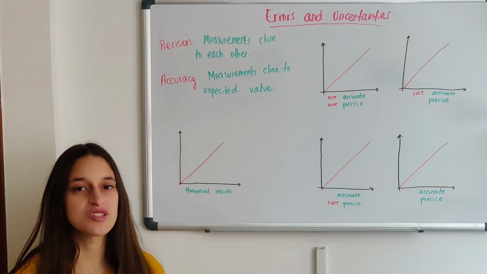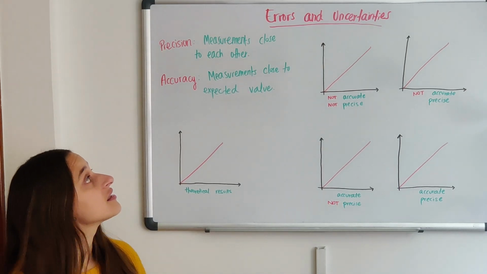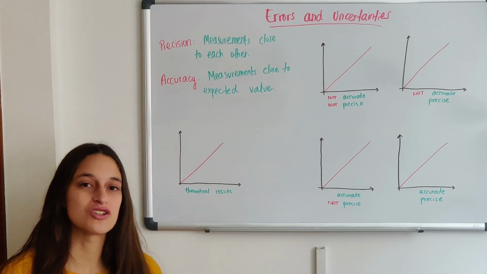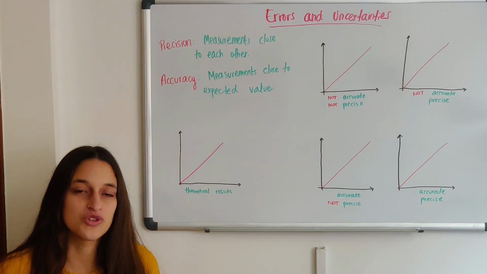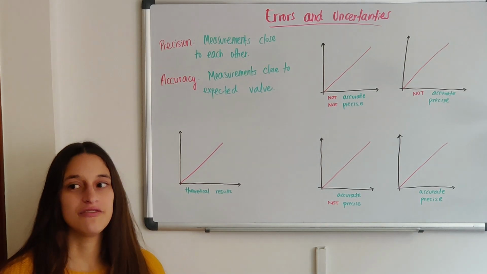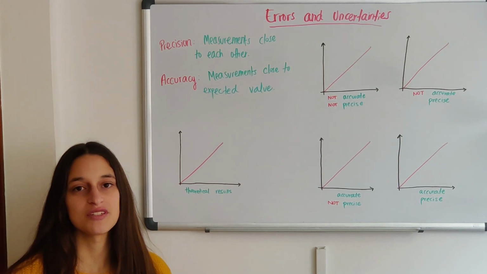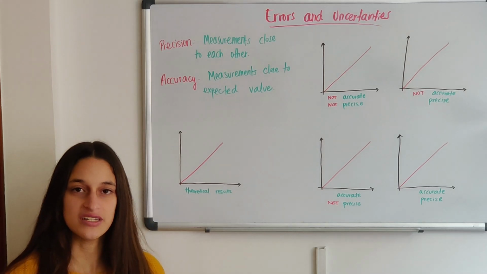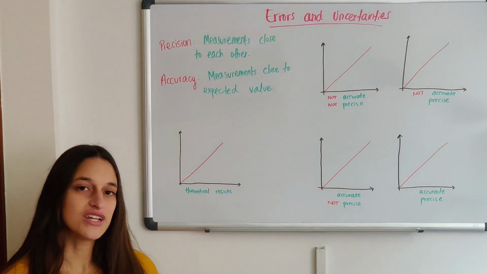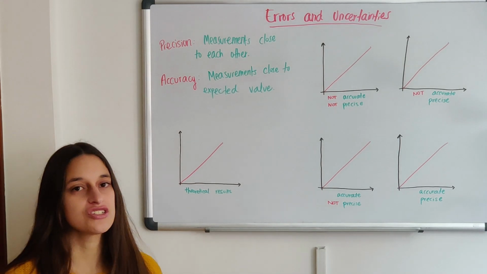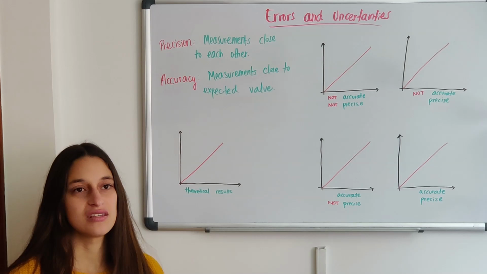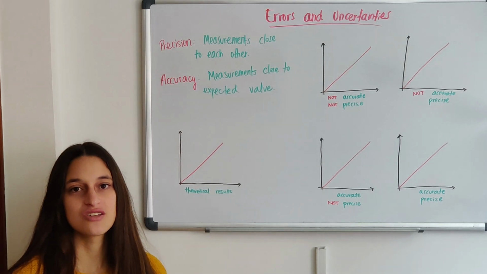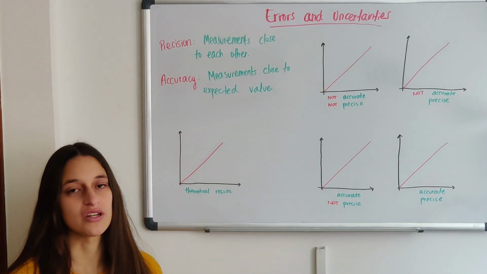So first, let me start with precision. Precision means that your measurements, when you do an experiment, are close to each other. They don't have much standard deviation, but they are close to each other. If you wanted to use the experiment of throwing darts into a target, you could say that you have very high precision if all of your darts land in the same place, even if that place is not the center, but they land very close together at some location of the target.